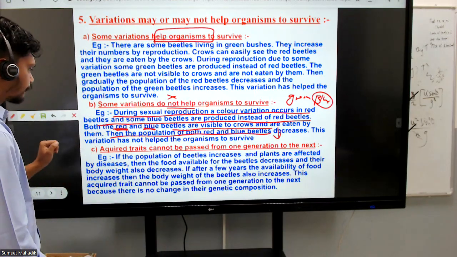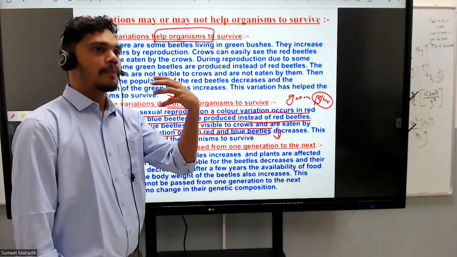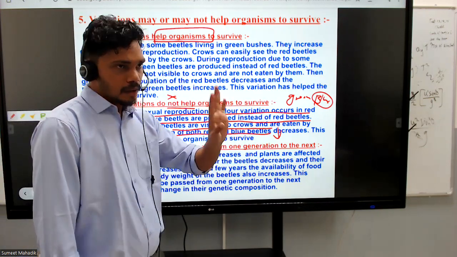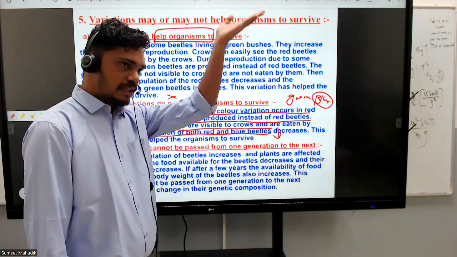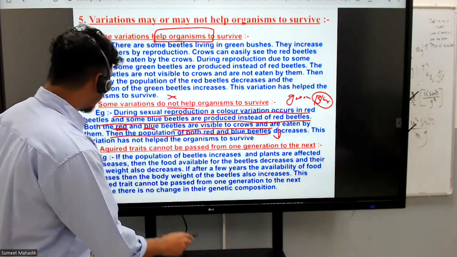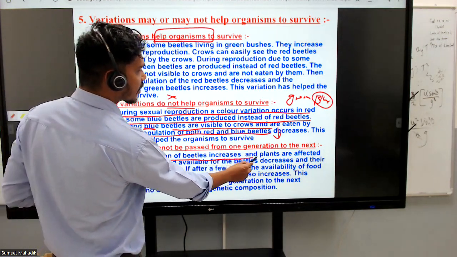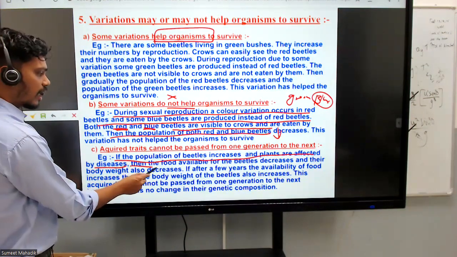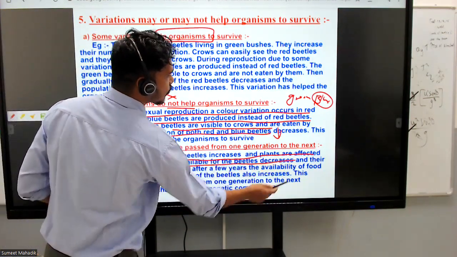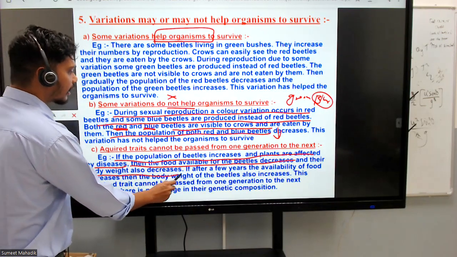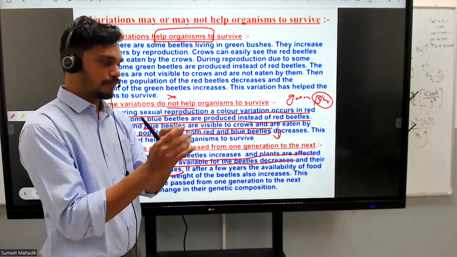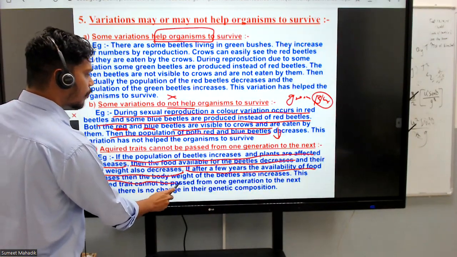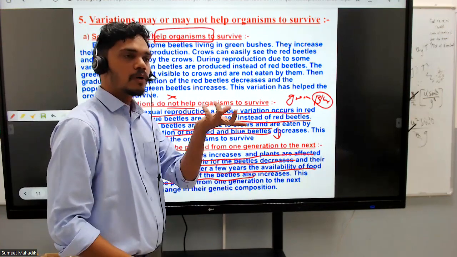Now, what is going to happen? If the population increases, what is the source of energy? What is that green colored plant? The green bushes. Now the population increases, so definitely they will eat more. As they eat more, if the beetle population increases and the plants are affected by disease, then the food availability decreases for the beetle and their body weight also decreases. They will shrink. If after a few years the availability of food increases, then the body weight also increases. If the food is more, body weight will increase.